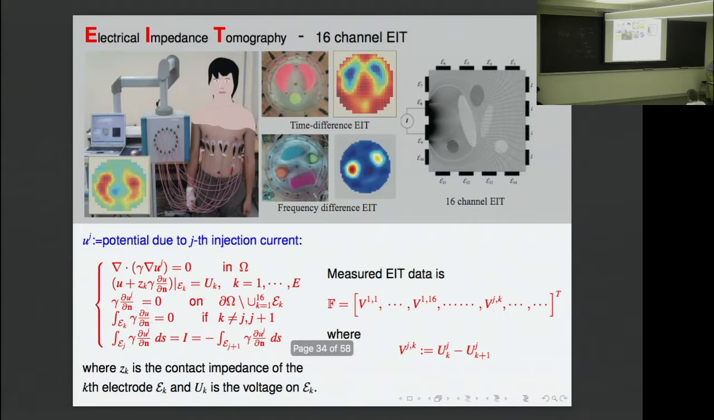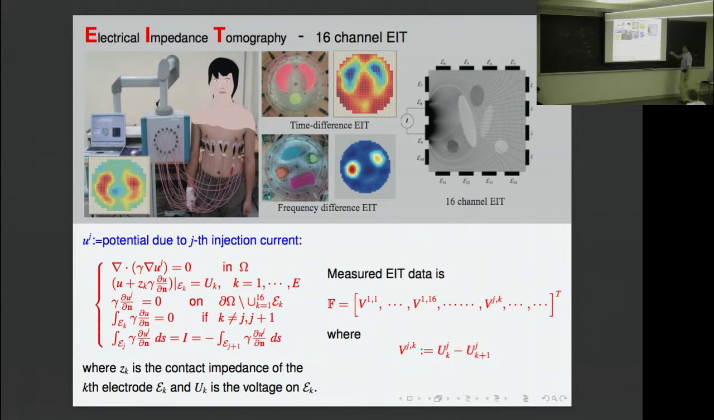Okay. Now quickly, let me explain the EIT. I think most people know that this is my last topic, EIT. Look at that. You apply the current here. You measure the voltage here. Using the boundary current and voltage data, you try to reconstruct the conductivity image in the EIT. That's the EIT problem.